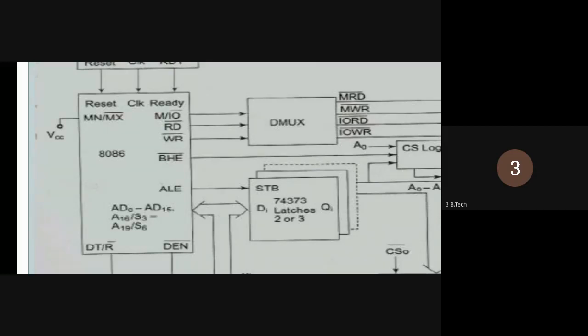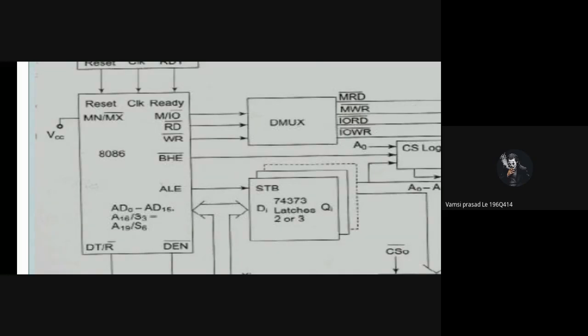Are you aware of single processor mode operation and multi-processor mode operations? Have you heard these terms, single processor mode, multi-processor mode? No, madam. No. In yesterday's class also I explained about single processor mode and multi-processor mode.